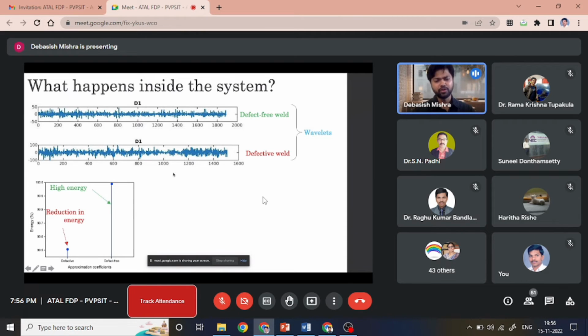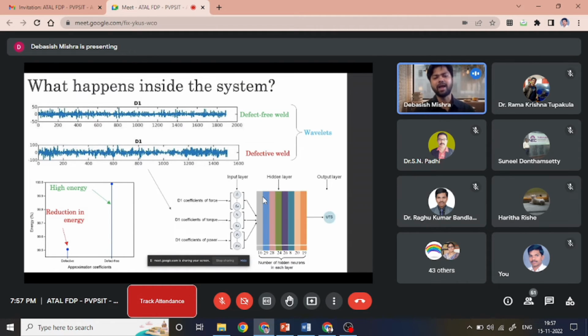We also took a look at the energy that is being imparted to the welding condition with respect to the defective or defect free weld. And you can see that when there is a defect free weld, the entire energy remains with the approximation coefficients. It's close to 100%. But when it comes to the defective weld, the energy is reduced. There is a substantial change in the energy, and this entire information is curated in real time and is fed to the deep learning models that are developed to take this information and operate on the sensor data.